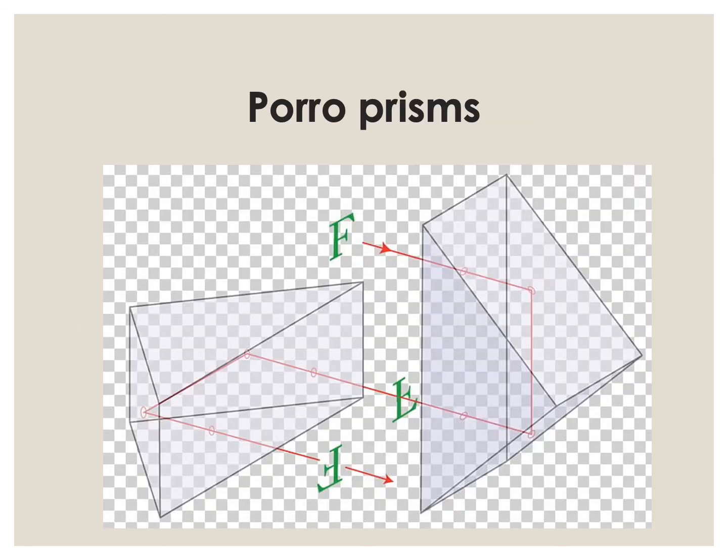So we need a pair of porro prisms in order to revert the laterally transposed as well as the inverted image, in order to finally get a correct erect image.